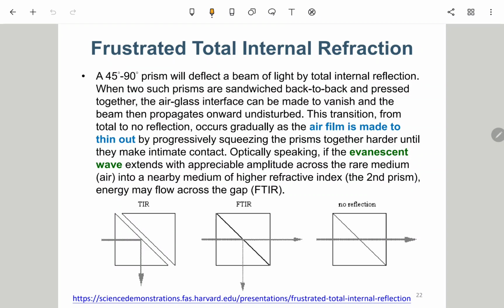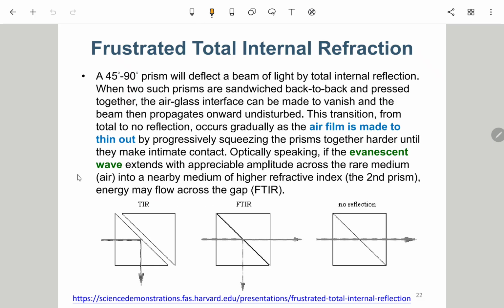But this part will be a little bit more advanced. Of course we don't go into the details. This one is somehow related to quantum physics. So I just let you know this phenomenon. Of course, it's not in the textbook. I just found it on the internet. If you're interested, you can check the link here.